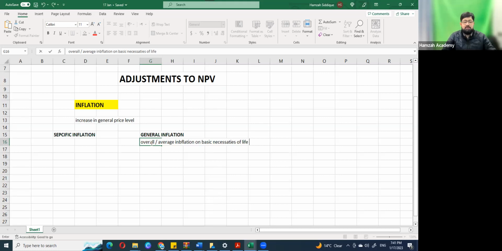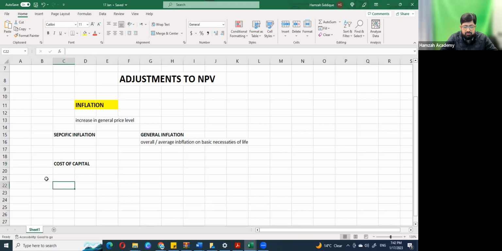So students, next, in the NPV pro forma, impact of inflation on cost of capital or discount rate. Cost of capital or discount rate can be of two types. One is called real cost of capital, and the other is called money cost of capital.